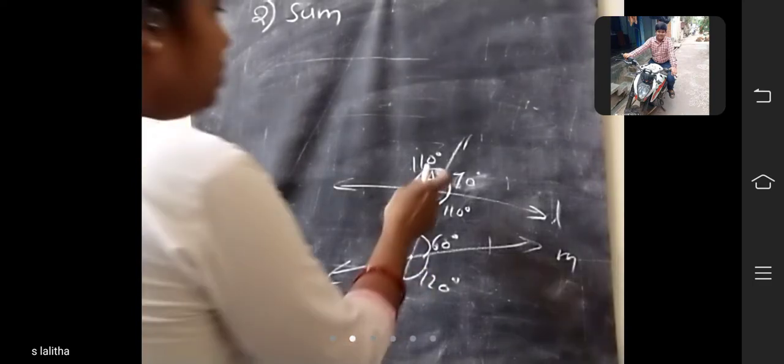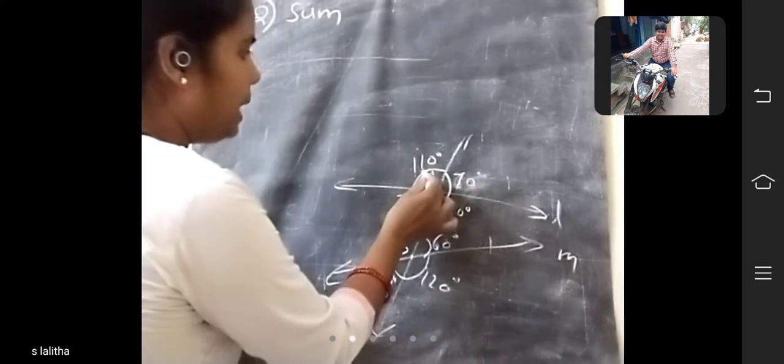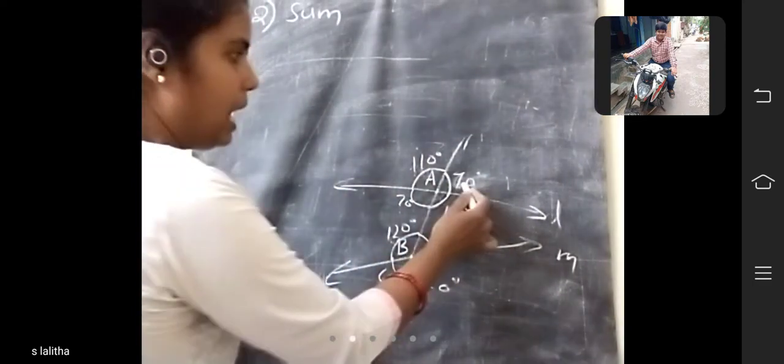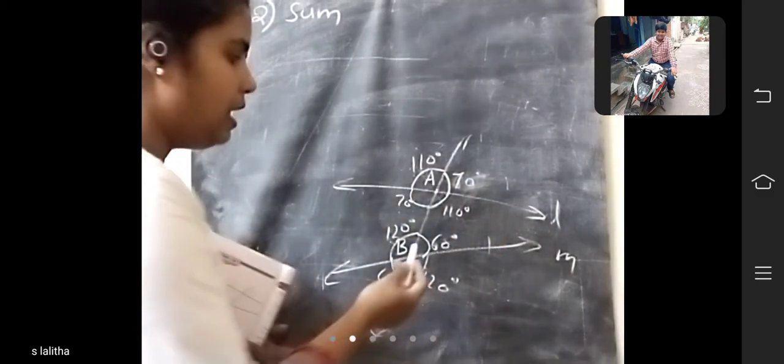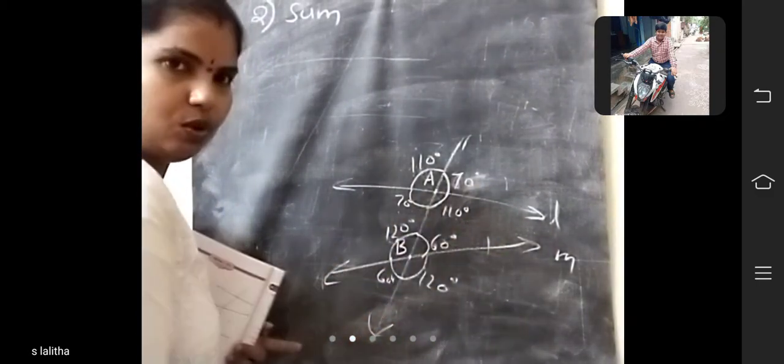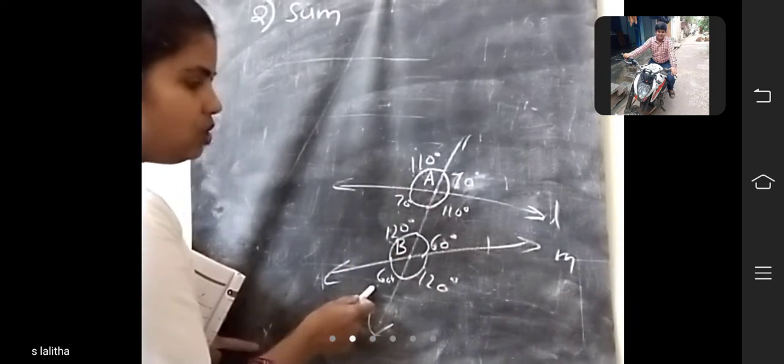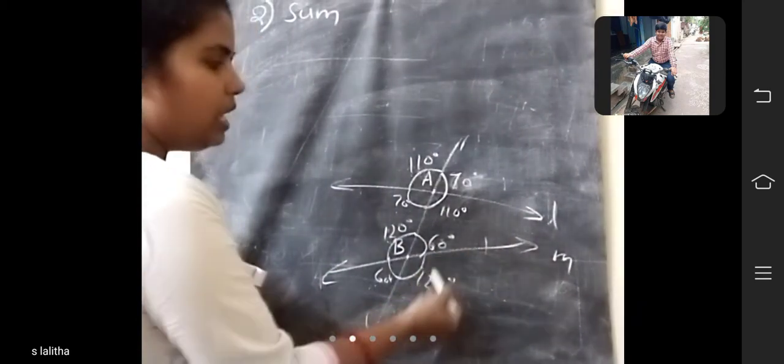So you can add these two angles, you will get 180 degrees. You can add these two angles, 180 degrees. You can add these two angles also, 180 degrees. Like that here also, 120 plus 60, 180. These two angles you can add, 180 degrees. These two angles you can add, 180 degrees.